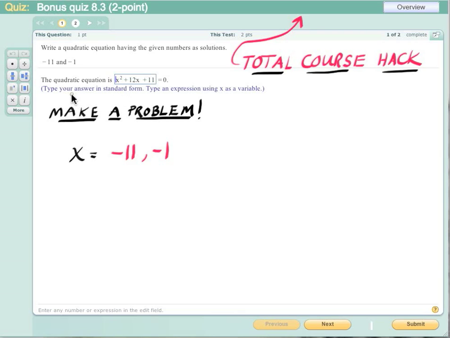In your entire math career, I bet they've never asked you to make a problem from scratch. You've always been solving problems. You've always been on the other end of it. You haven't been on the instructor end of it, making problems. And really, that's what's going on here today. They're asking us to create a quadratic equation that has the solutions -11 and -1.